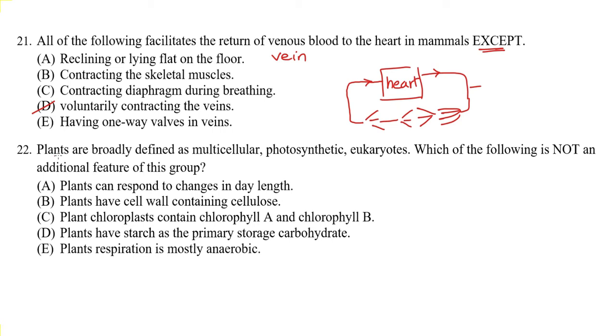Number 22. Plants are broadly defined as multicellular, photosynthetic, and eukaryotic. Which of the following is not an additional feature of this group? Number A, plants can respond to changes in day length. No, it's related to the plant. Plants have cell walls containing cellulose. Sure. Plant chloroplasts contain chlorophyll A and B. Sure. Plants have starch as the primary storage carbohydrate. Yes, sure, after making photosynthesis. Number E, plant respiration is mostly anaerobic. No, it must be corrected into aerobic.